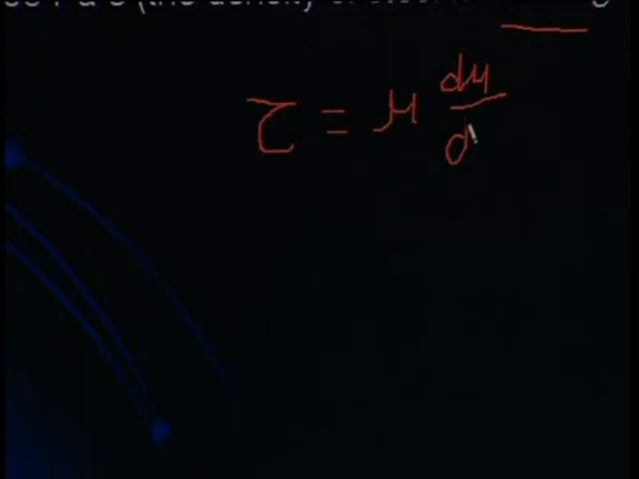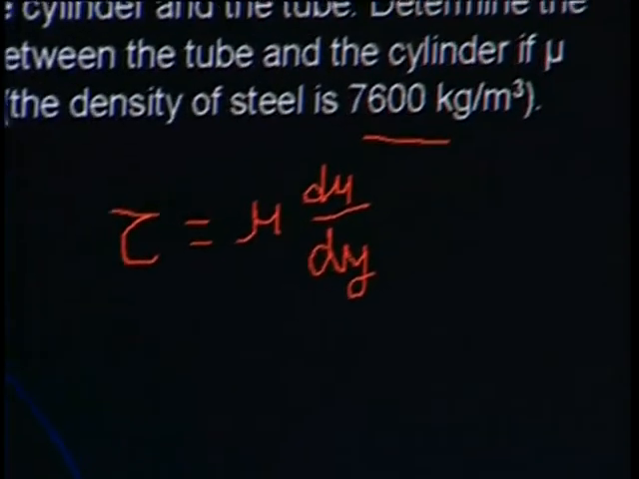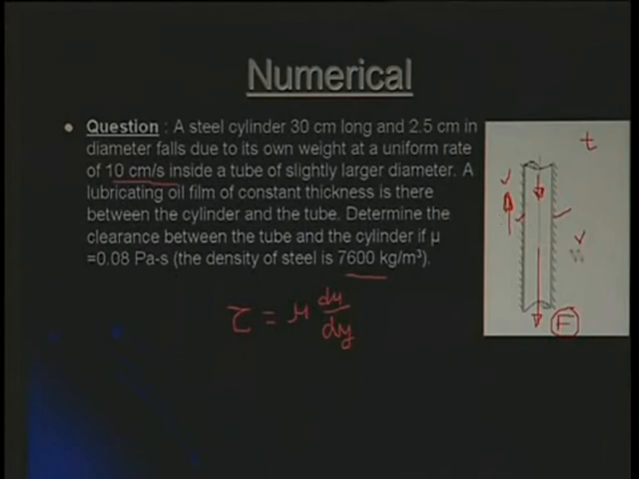That we know tau. Tau is shear stress. Tau is equal to mu, mu is given to us, du over dy. Now, how do you get du over dy? Du, velocity is given to us. What is velocity? Velocity is 10 centimeter per second. So, du is 10 centimeter per second divided by dy.